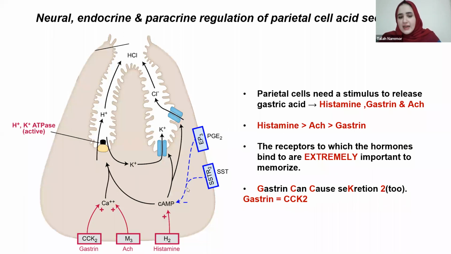Then the cyclic AMP will go to the Cl channel. This Cl channel will kick Cl out. So it just causes all of the ion channels to work. It causes them to release the ions that they hold. For example, the hydrogen potassium ATPase will release hydrogen, the potassium ion channel will let potassium go out, and the Cl channel will let Cl go out. Is this clear? Yes, okay.